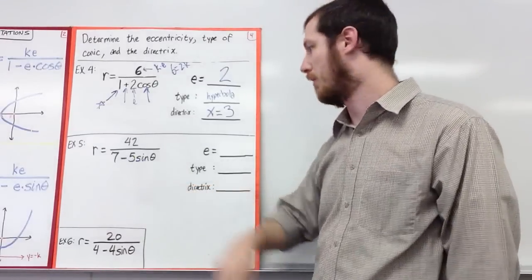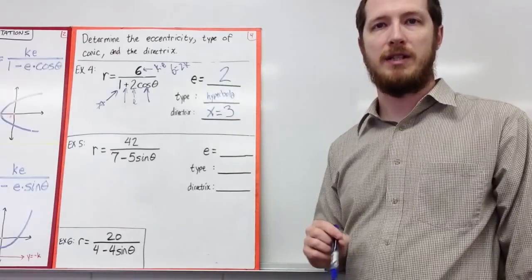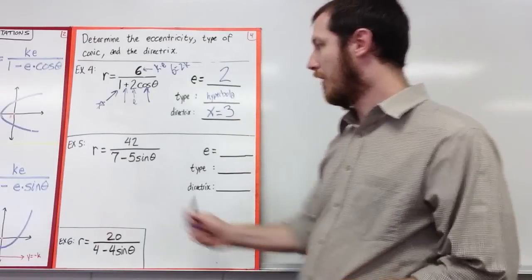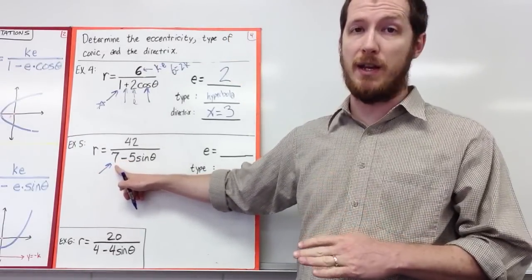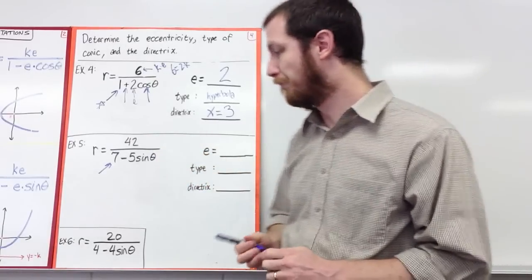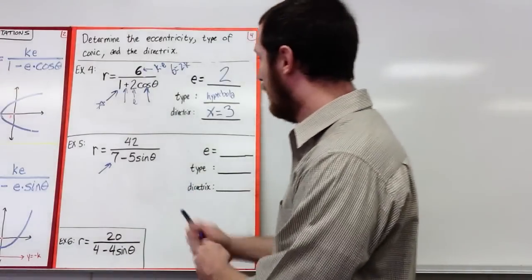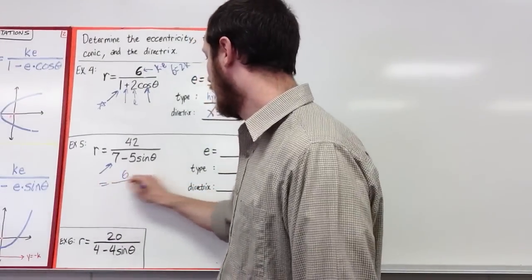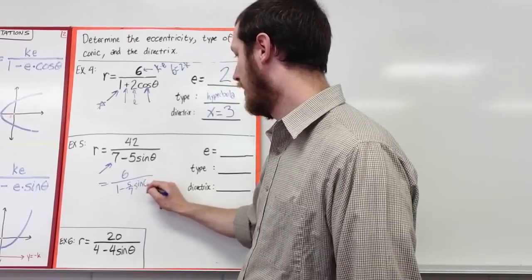Okay, let's look at another example real quick. Same directions. r equals 42 over 7 minus 5 times the sine of theta. Okay, this one, when I look at this first term, that is not a 1. So before we do anything else, we need to make that a 1. So I'm going to divide both the top and the bottom by 7. Alright, when we divide both the top and the bottom by 7, we get 6 over 1 minus 5/7 times the sine of theta.